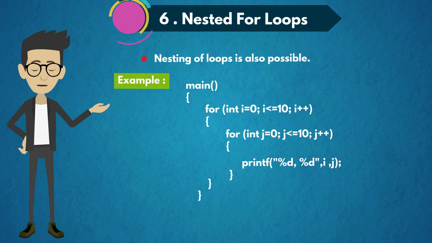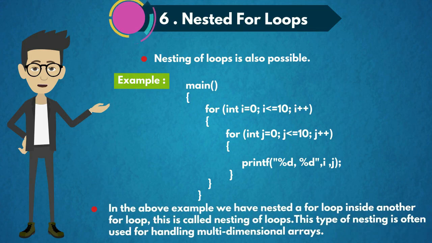So this shows that we can nest a for loop also. In the above example, we have nested a for loop inside another for loop. This is called nesting of loops. This type of nesting is often used for handling multi-dimensional arrays.